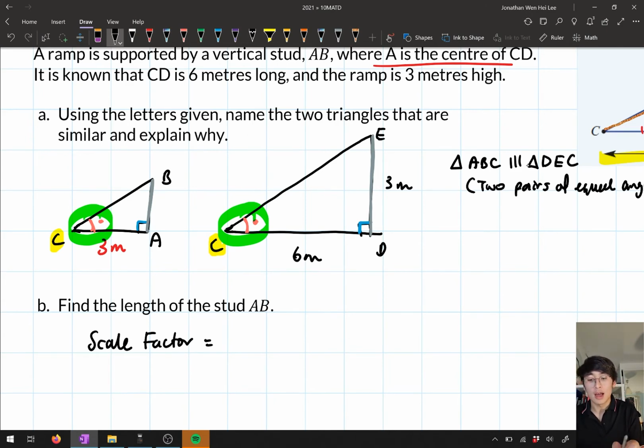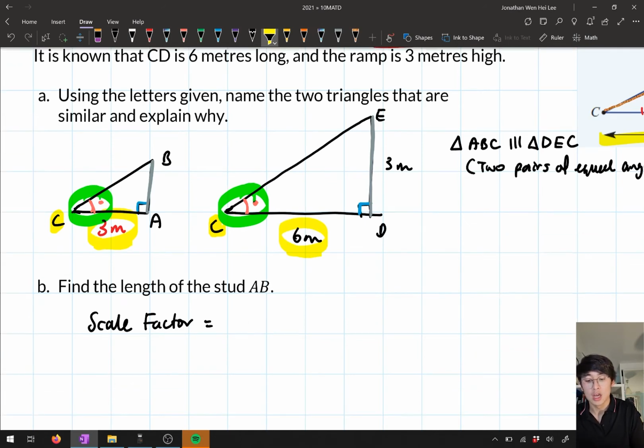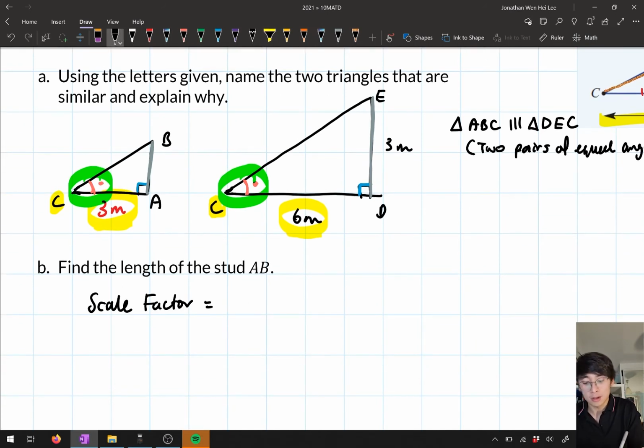And if you have a look here, I've actually got this pair of matching sides down at the bottom, 3 meters and 6 meters. So I'm just going to write the bigger one divided by the smaller one. 6 divided by 3, which will give you 2. So what this tells you is that in order to get from the smaller measurement to the bigger measurement, I need to multiply by 2.